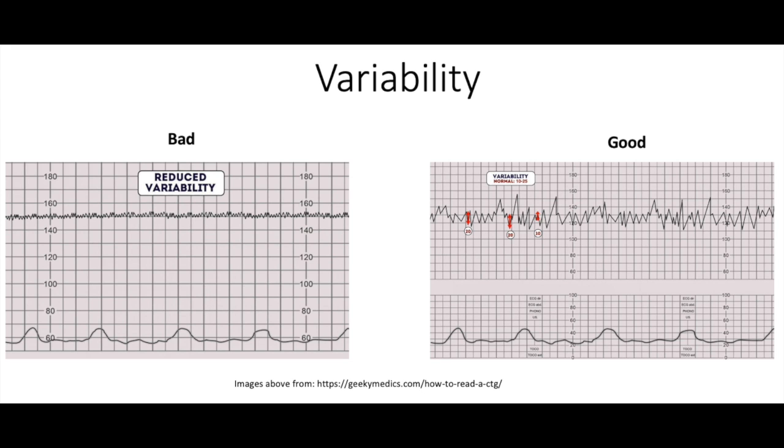So when you have a category 3 tracing, that means there's no variability, there's decels, there might be bradycardia. It's all bad things and you need to intervene. That usually means delivery. A category 1 tracing would mean that the heart rate's in a good range, 110 to 160. There's a good amount of variability, there's no decels, and there actually might be accelerations, which are good.